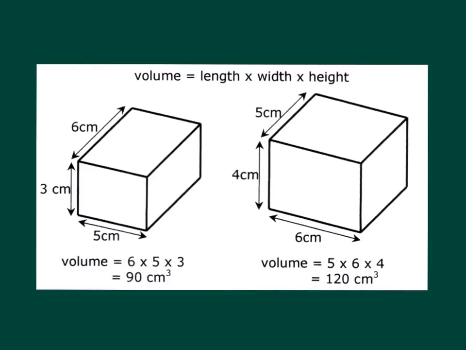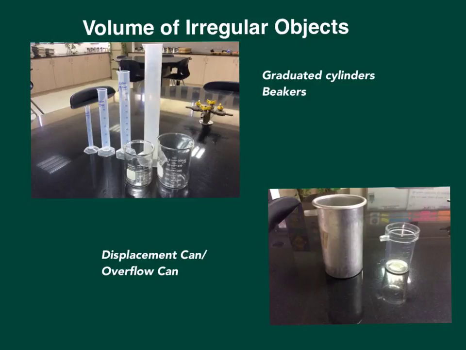Here are two more examples of finding the volume of a regular object using the formula length times width times height. If you notice here, the unit that I'm using to measure the linear dimensions is centimeters, and in this case my volume would be centimeters times centimeters times centimeters, or centimeters cubed, or I could read it as cubic centimeters. Let's look at how we measure the volume of irregular objects.